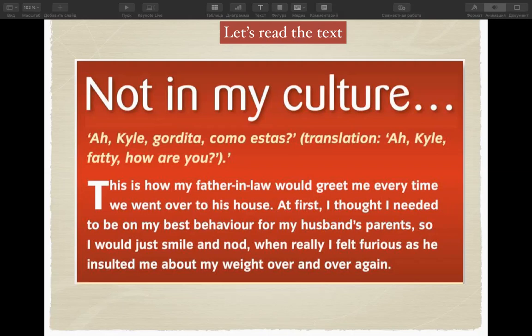Okay, let's read once again. This is how my father-in-law would greet me every time we went over to his house. At first, I thought I needed to be on my best behavior for my husband's parents, so I would just smile and nod, when really I felt furious as he insulted me about my weight over and over again.